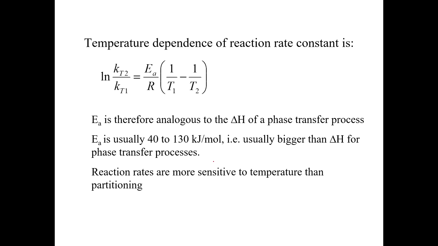And the thing is that these activation energies tend to be really, really big. So here, this is just an example, 40 to 130 kilojoules per mole. I mean, they could theoretically be infinite, but if they get much bigger than 130 kilojoules per mole, then the reaction is just so slow that you don't need to bother with it. But the point is that they're big, and they're usually bigger than the delta H terms for phase transfer processes. So reaction rates are very, very sensitive to temperature.